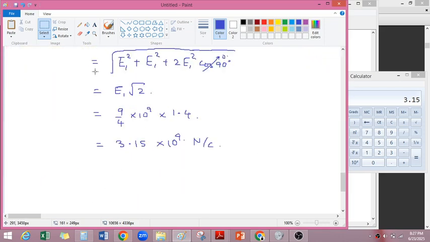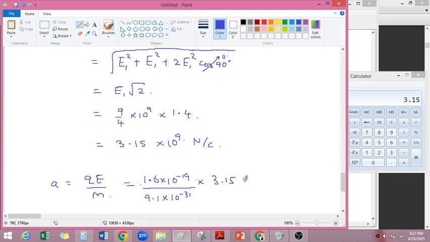Acceleration is equal to QE by M. So after that, I think you can do it. So A is equal to QE by M. Q is the charge of the electron, which is 1.6 into 10 power minus 19. Mass of the electron, 9.1 into 10 power minus 31. Electric field is 3.15 into 10 power 9.